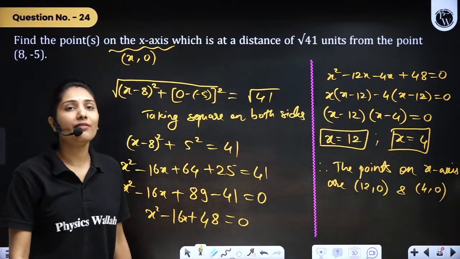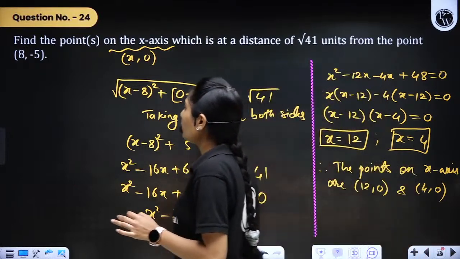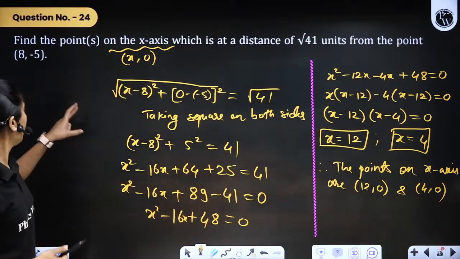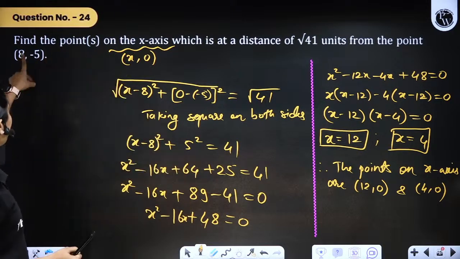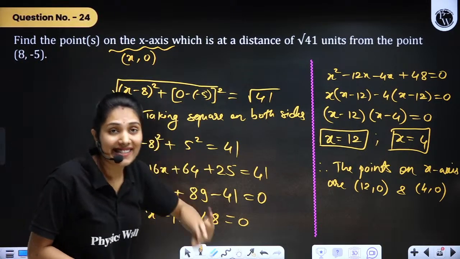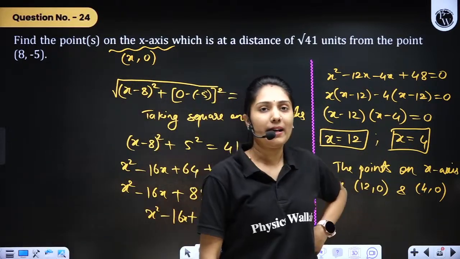Okay. So there will be two such points, where the distance between 12 comma 0 and 8 comma minus 5 is the same as the distance between 4 comma 0 and 8 comma minus 5. Okay.